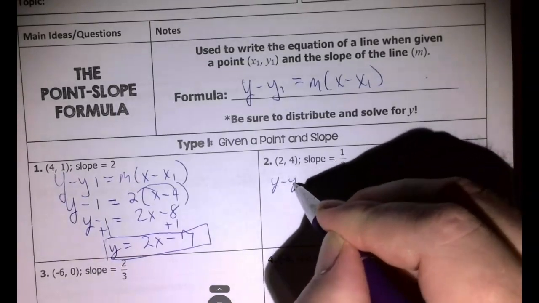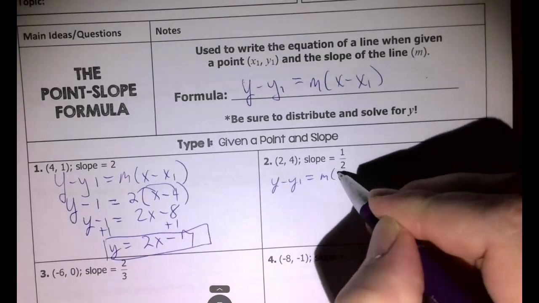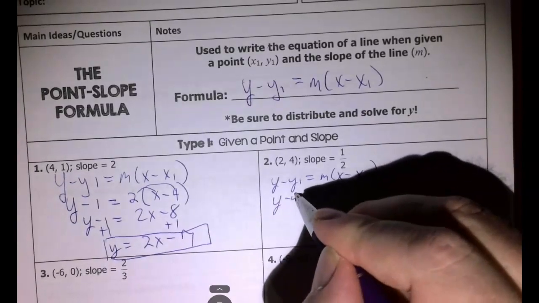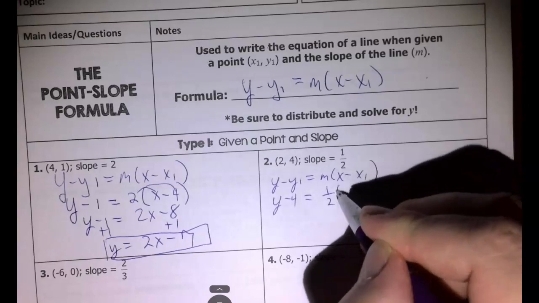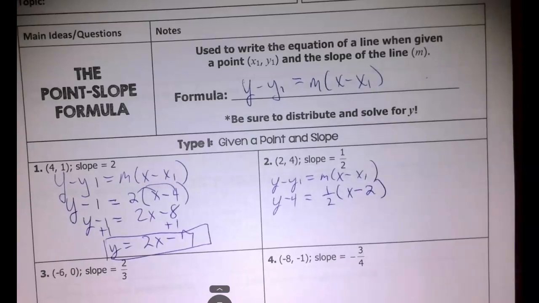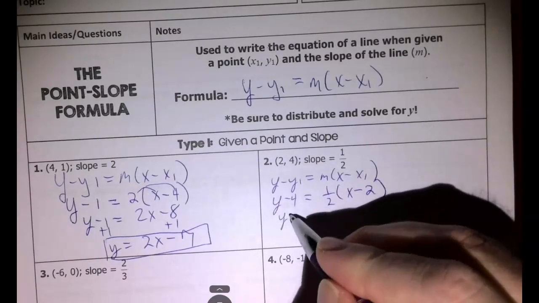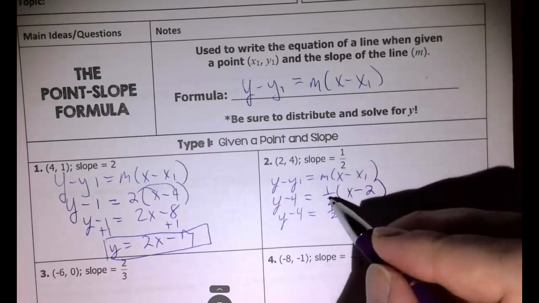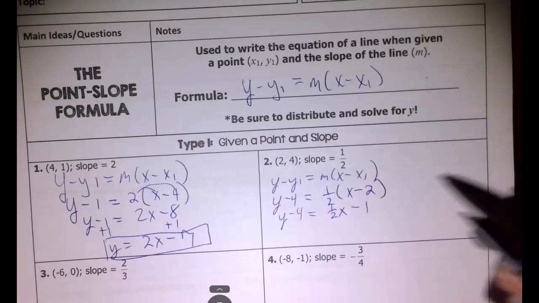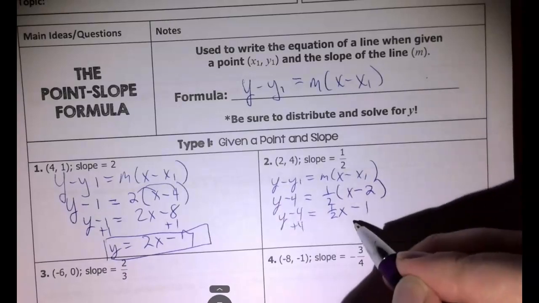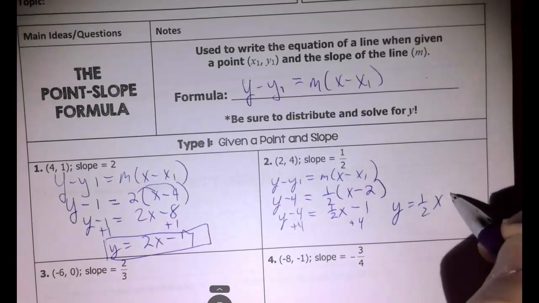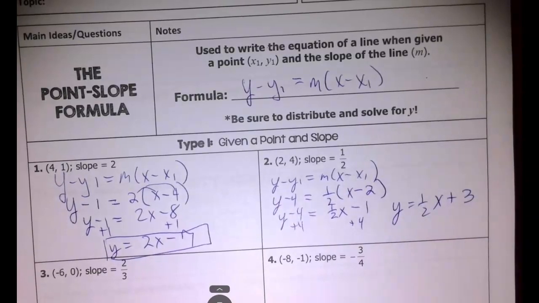Alright, so let's do the second one. Y minus y1 equals m times x minus x1. Okay, so y minus 4 equals 1/2 times x minus 2. Okay, leave that alone. Half times x, just half x, and half of negative 2 is negative 1. Bring over the 4. Y equals 1/2 x plus 3. That's our answer.